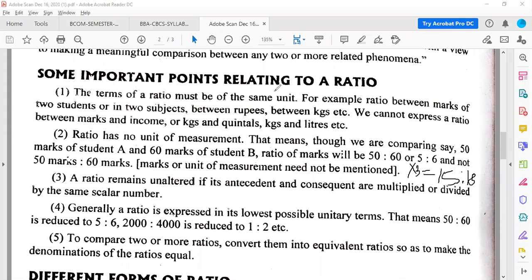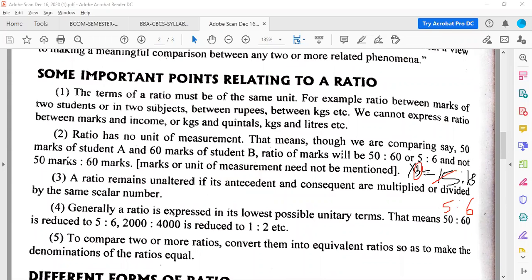Okay, 15 is to 18 is the ratio we get. Now, when I cancel this ratio, when I do the cancellation, again I can get back to 5 is to 6. So when you have multiplied using one scalar digit, we get 15 is to 18. Now if I multiply it with 3, then I can get back to its original ratio format.